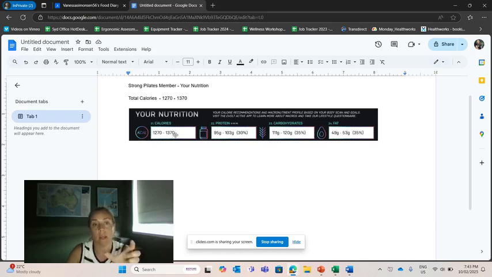So this is in between 1,270 to 1,370. Then we have our protein, which is 95 grams to 103. So this person actually weighed approximately 53 kilos. So she's pretty much doubled her amount of protein, which is what I showed you, so around 2 grams per kilo to get that higher level. Then your carbohydrate, so 111 grams to 120 grams, and then your fat content, so 49 grams to 53.